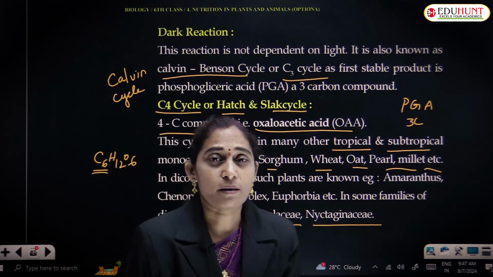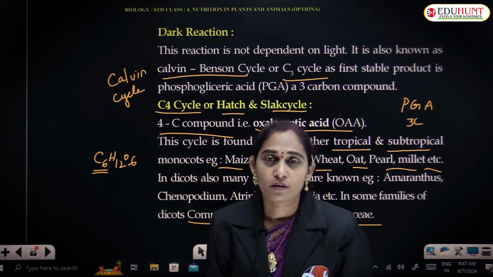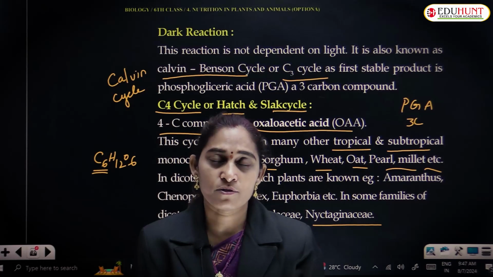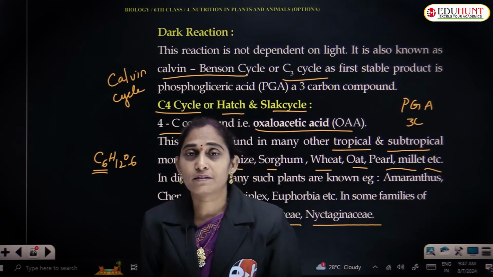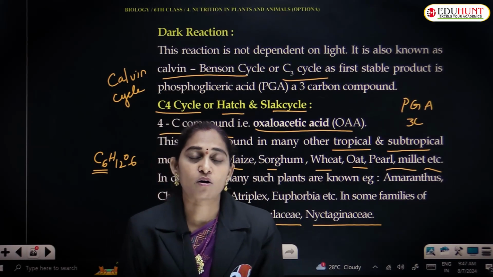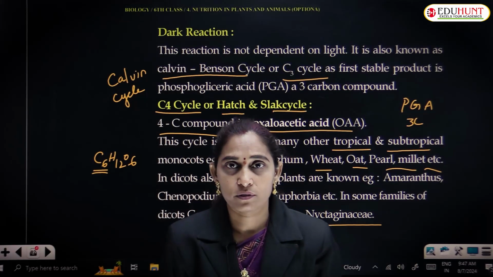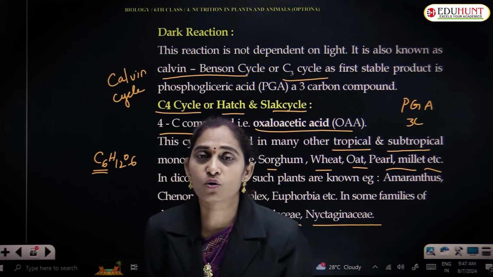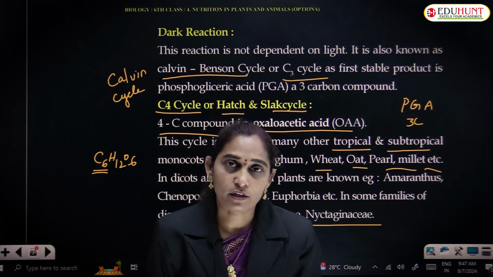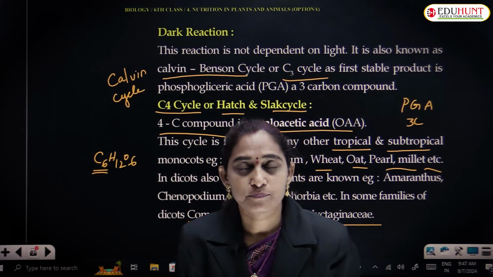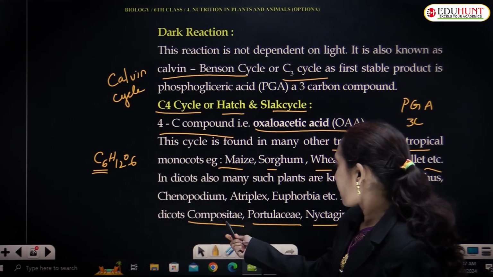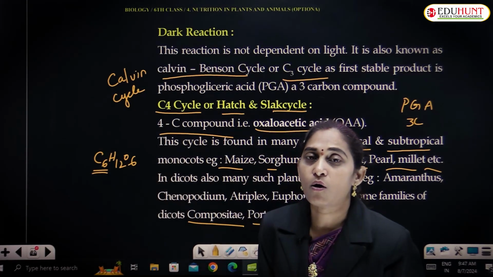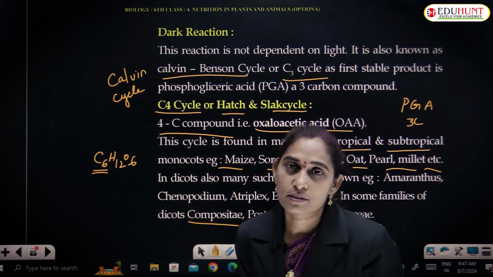Next, some other plants which show a cycle other than C3 are known as C4 plants. In these C4 plants, the first stable product of the dark reaction is other than phosphoglyceric acid, that is oxaloacetic acid, which is a 4 carbon compound. Examples of C4 plants: among monocots, maize, sorghum, sugarcane. Among dicots, the Asteraceae family, Portulacaceae, Nyctaginaceae and Amaranthus all come under this category of C4 plants.